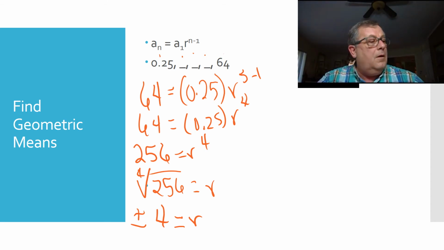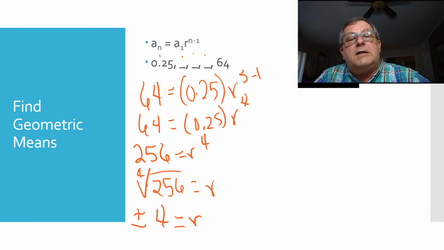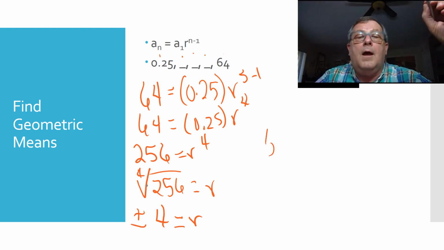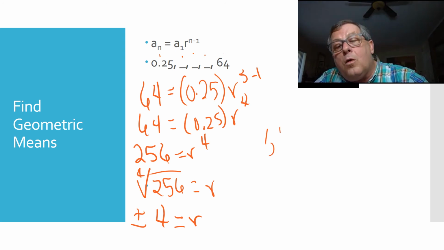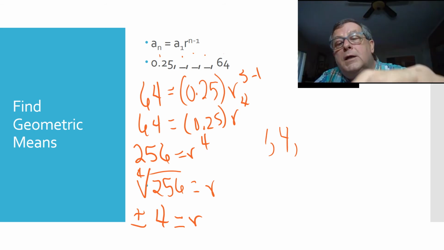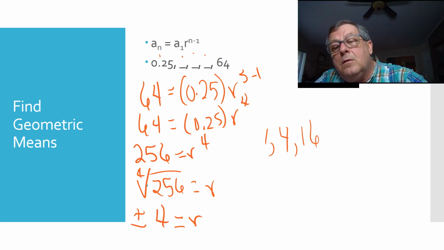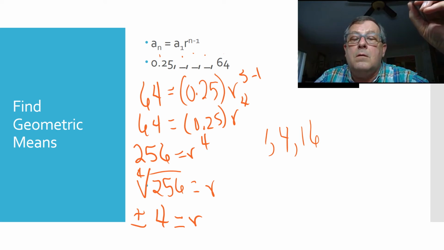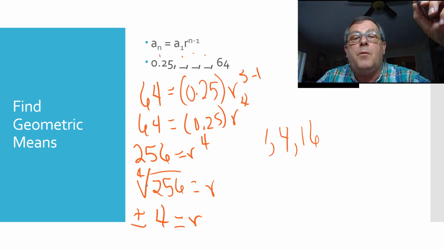So I'm going to start with positive 4. Well, let's see, 4 times 0.25, or 4 times a quarter, is 1. And 4 times 1 is 4. There's my second number in my series. And 4 times 4 is 16. And I have found at least half of my problem. If my common ratio is positive 4, the three geometric means between 0.25 and 64 are going to be 1, 4, and 16.